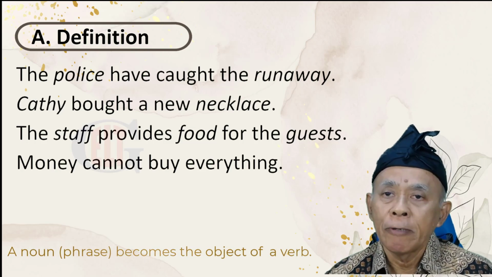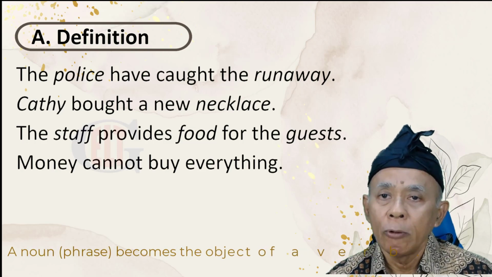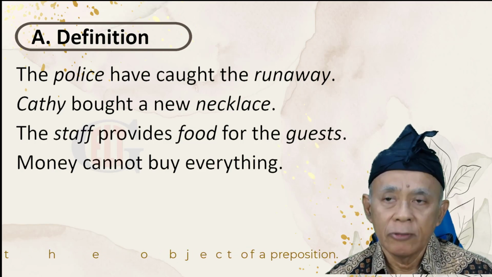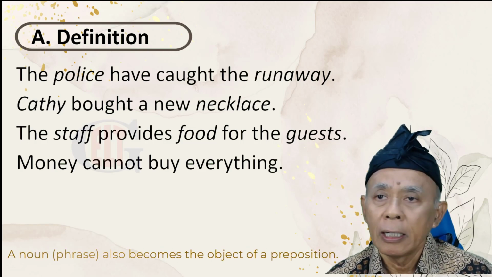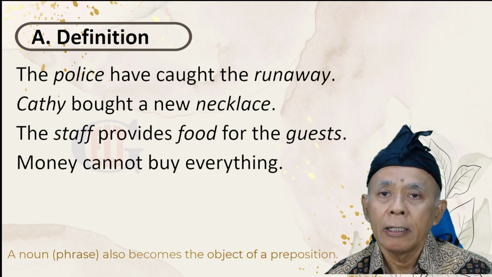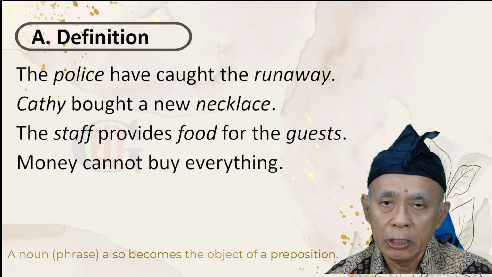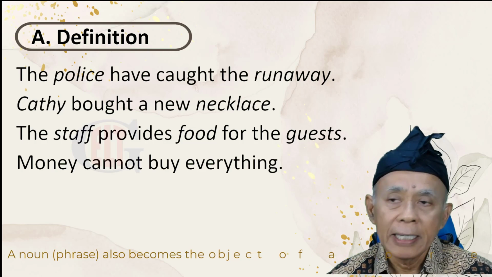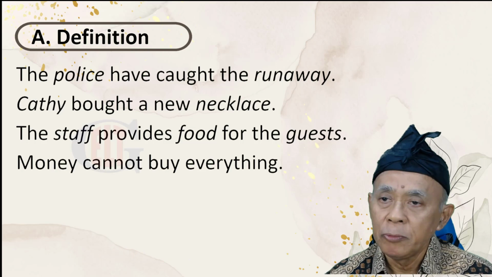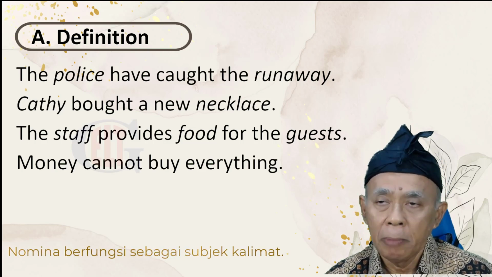The staff provides food for the guests. Here we have three nouns: the staff, food, and guests. The staff here, with staff as the head word, is the subject of the sentence. Food, also a noun, is the object of the verb provides, and the guests, with guests as the head word, is the object of the preposition for. In the last example, money cannot buy everything. Money here is the subject of the sentence, and everything here is the object of the verb buy.